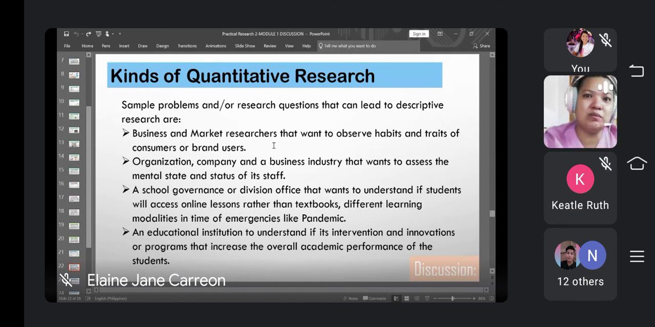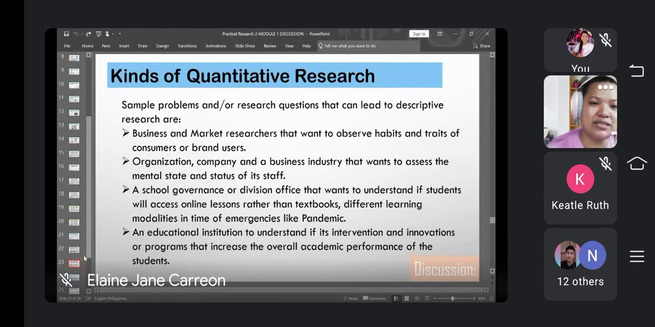So, out of that, pipili sila. So, kung alin ang pinakamarami, ibig sabihin yun yung maraming gumagamit dun sa brand na yun. I-describe mo yan. Okay? Out of 100%, 90% of the respondents use Speed as their soap in laundry. So, ganun yan.